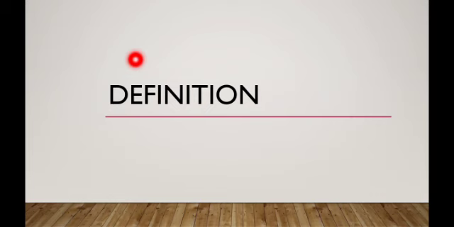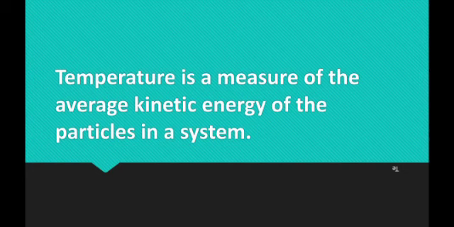Next, the definition of temperature. Temperature is a measure of the average kinetic energy of the particles in a system. See again, temperature is a measure of the average kinetic energy of the particles in a system. So, what is the meaning of the definition? In any system, all the particles are continuously moving. This measure is known as temperature.